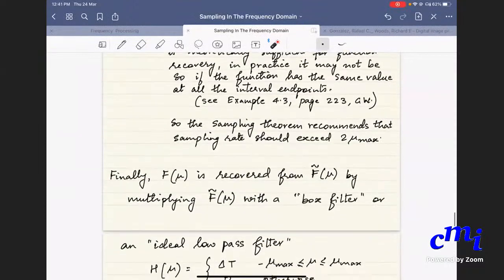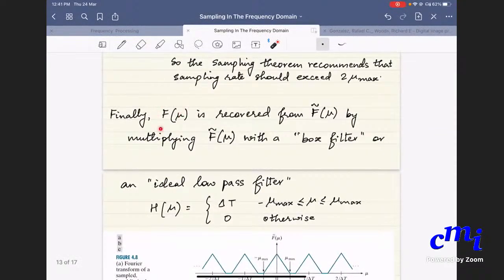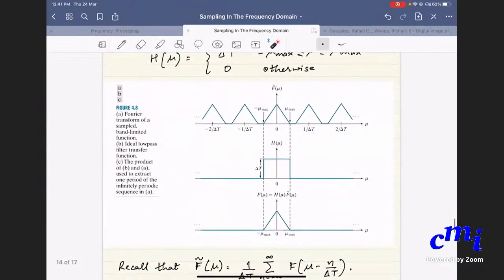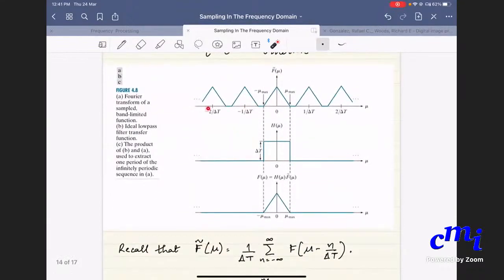Now you have your capital F, and you want to recover the original signal. I still haven't talked about how one copy can be recovered. This is done by a box filter. Again, this is a multiplication, and the figure illustrates it all. You have your F tilde copies in the oversampled situation. You want to isolate this piece, so you multiply it with a box filter.